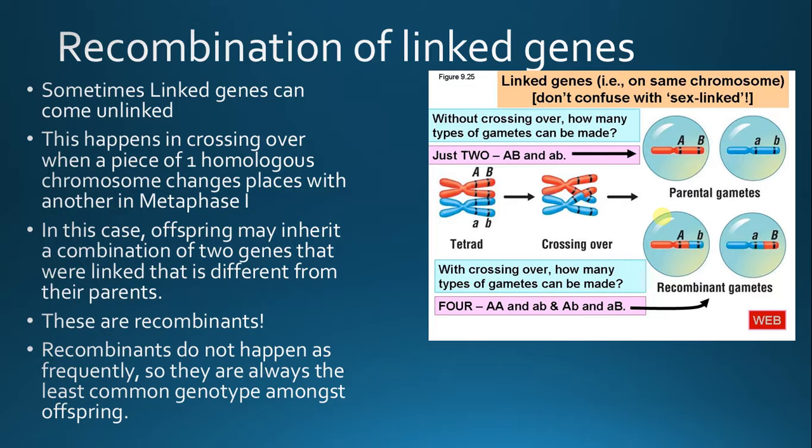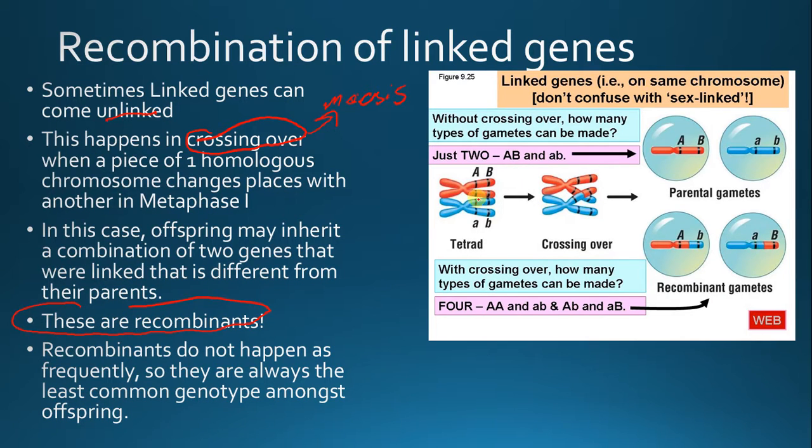The last thing we're going to talk about is recombination of linked genes and making gene maps. So sometimes linked genes can come unlinked. If the genes are on the same chromosome, they can end up switching to opposite chromosomes. This happens in crossing over, in meiosis, where pieces of chromosome break off and switch with each other. In this case, offspring may inherit a combination of 2 genes that were linked in their parents, but now are on different chromosomes. These are called recombinants.